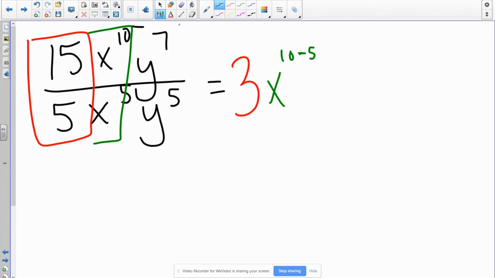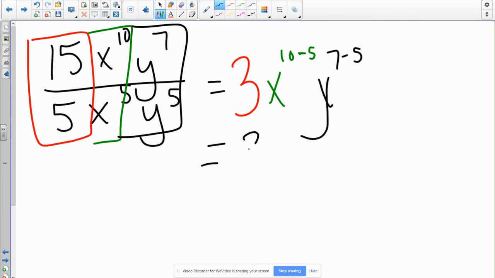And then we're going to look at the y's. We have 7 on the top, and we're going to take away the 5 on the bottom. So it's going to be 7 minus 5, and we're going to simplify that all the way down to 3x. Do the subtraction, we get to the 5th power. Y, 7 minus 5 is 2, and I have simplified it down.